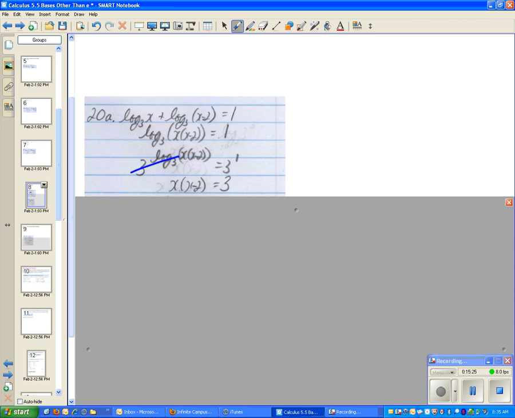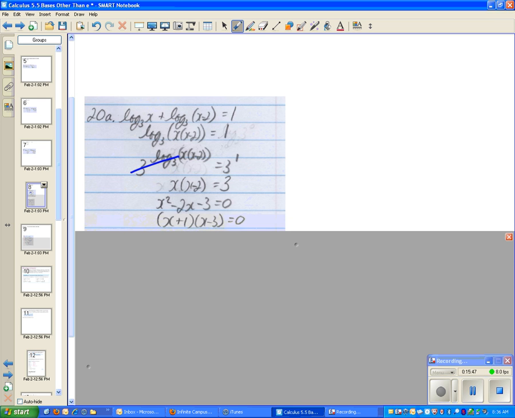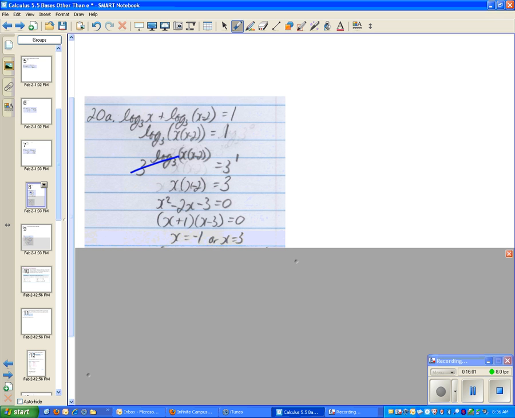Well, we can solve that. That's a quadratic. So we distribute the x to get it into standard form, which is everything on one side, 0 on the other, descending order of exponents, first term positive. Can we factor that? Yeah, that one's factorable. So we get the quantity x plus 1 times the quantity x minus 3. And that means we get x equals negative 1 or x equals 3.